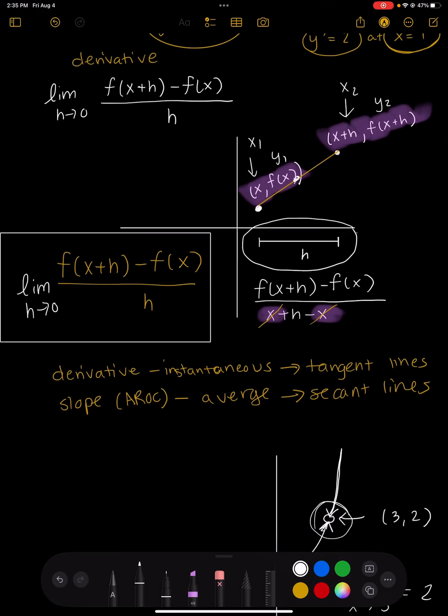So if this distance is approaching 0, as we approach 0, this distance shrinks, and it shrinks, and it keeps shrinking, tiny, tiny, tiny, until it becomes nothing. Now, of course, if the distance between these 2 points doesn't exist anymore, we're finding the instantaneous rate of change at a particular value. So that's where the definition comes in.